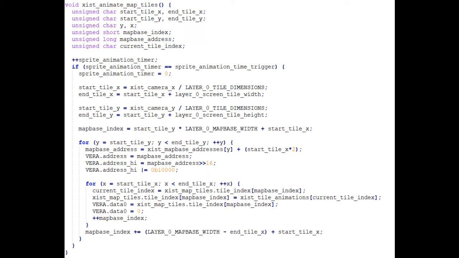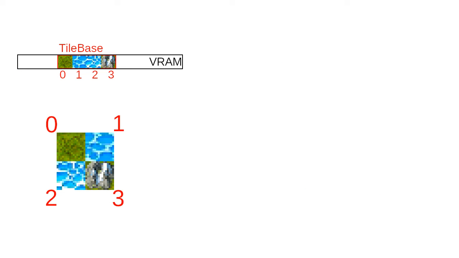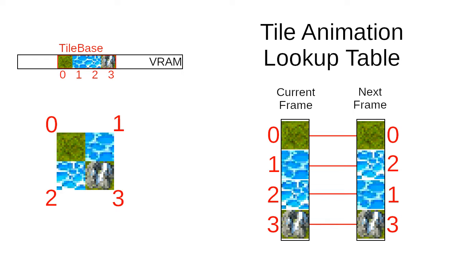Here's an example. I created this simple tile set with 4 tiles, representing grass, water, and mountains. The grass and mountains are indices 0 and 3, respectively. Neither of those are animated. The water is indices 1 and 2, and it's a simple 2-frame animation. Here's what the animation definition for these tiles looks like in the lookup table.